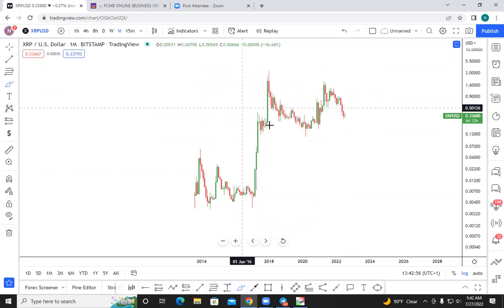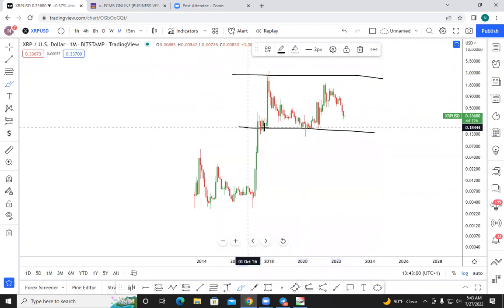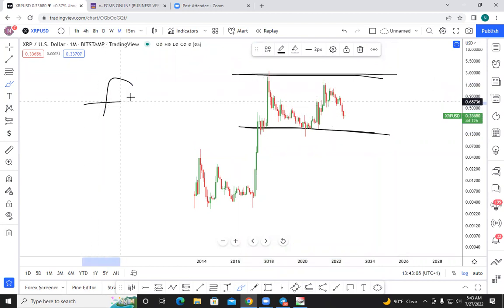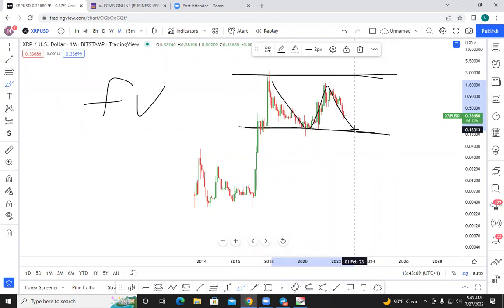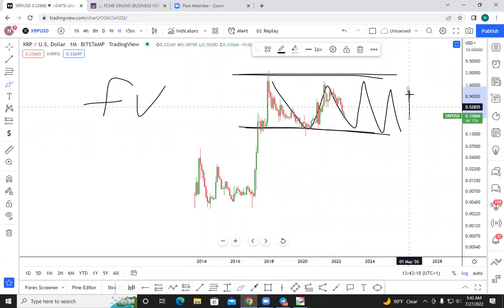So now any zone between this level and this level is what is called fair value. Fair value zone, guys. There is no opportunity in between that level. This is a retail trader space, and no opportunity is found in retail trader space.